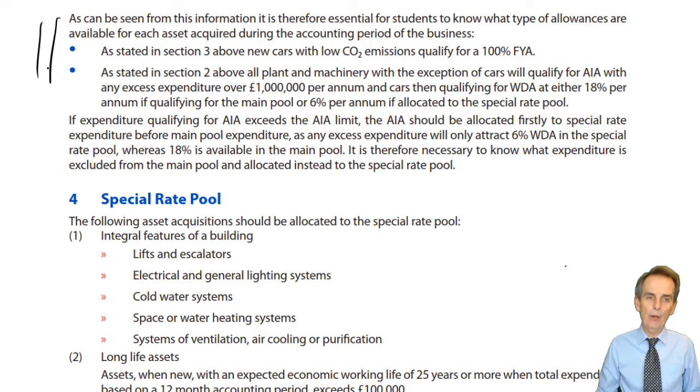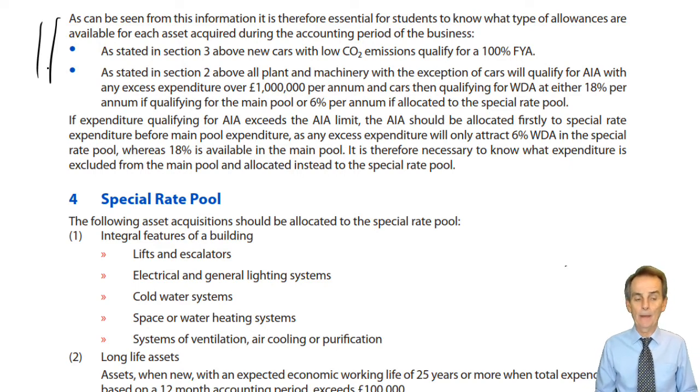If, of course, we buy cars, much the most likely situation for an exam question, then it's all about CO2 emissions. If we bought cars with low CO2 emissions, i.e. not more than 50 grams per kilometre, then a one-off first-year allowance would be available. The FYA would be available whatever length of accounting period it might have been purchased in, unlike the AIA and WDA that we'll come to in a moment. Those are annual figures, per annum, not so first-year allowance.